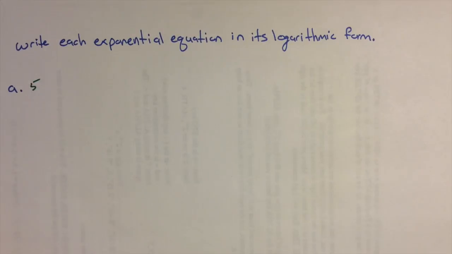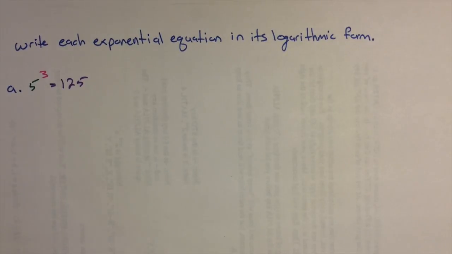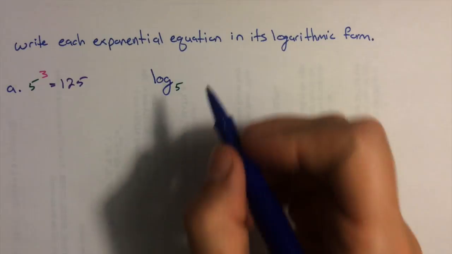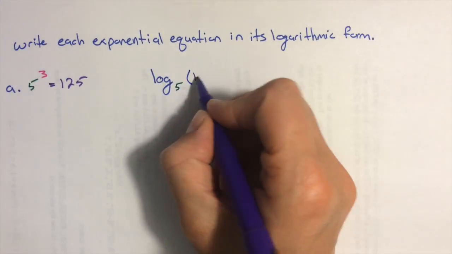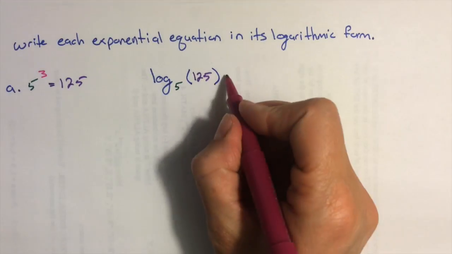The first equation that we'll look at is 5 cubed equals 125. Here, 5 is the base, so when we write it in logarithmic form, we'll have a base of 5. The inputs and outputs get swapped, so 125 becomes the new input and 3 becomes the new output.